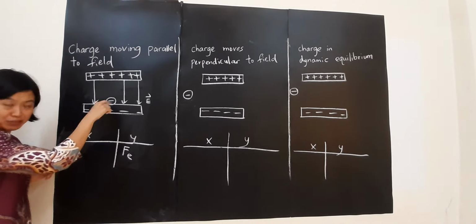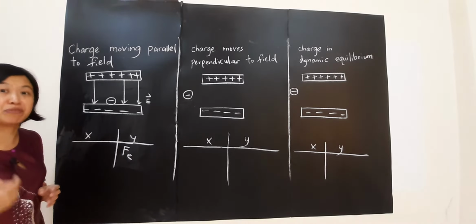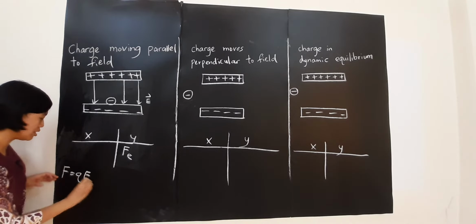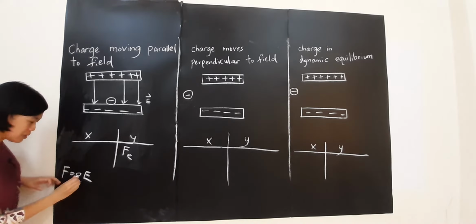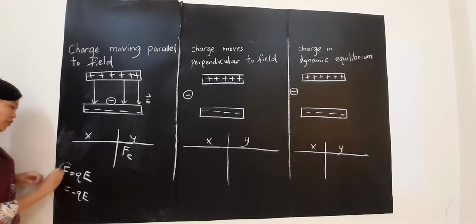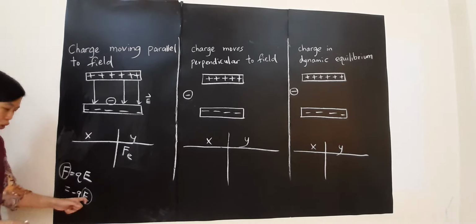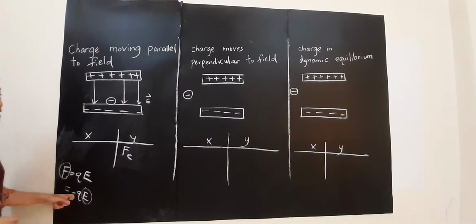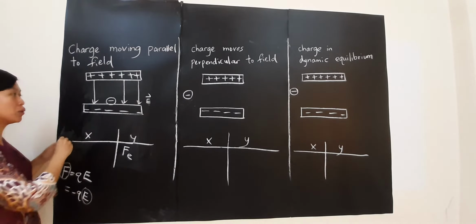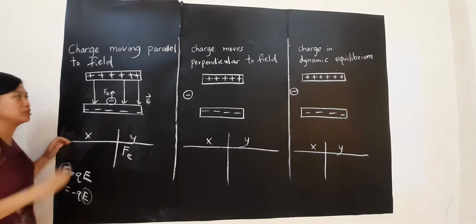And since this is a negative charge, what method are we using to determine the direction of the force? I'm going to use the equation F equals QE. This one is a negative charge, so I will substitute Q with negative. From here I found that the direction of the force and the electric field are always opposite. Always opposite means if the direction of E is downward, it should be upwards. So I found that Fe is upwards.